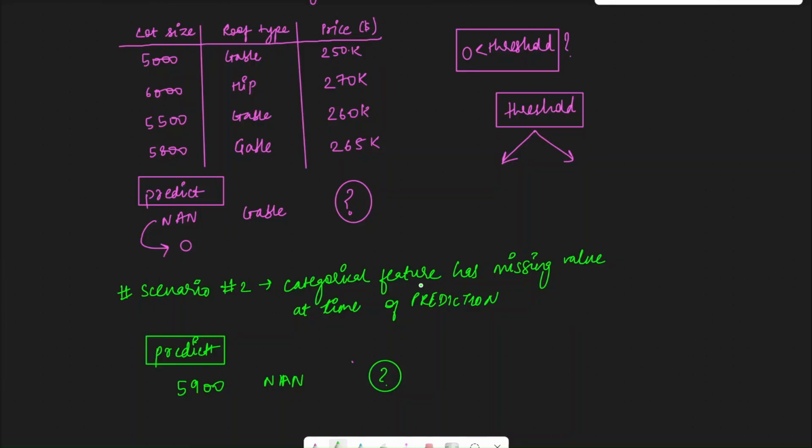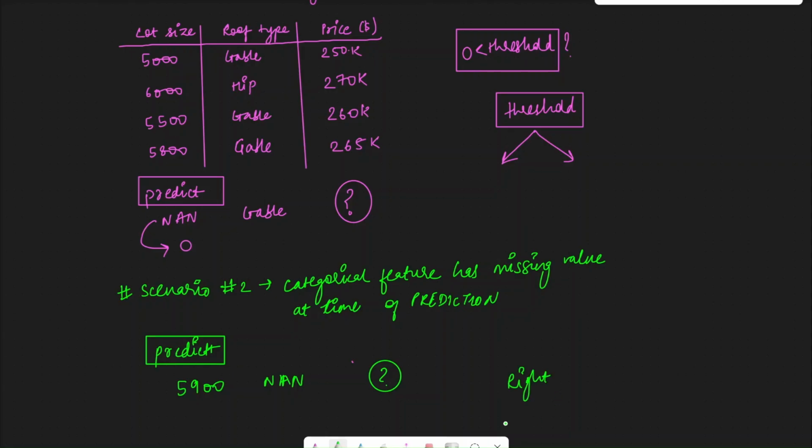So this was the first scenario. Now our second scenario is that a categorical feature has a missing value that is only found at the time of prediction. If you look here in our training data set, there are no missing values or NaN values. But when we were trying to predict, at that time our roof type, which is a categorical variable, had NaN in it. So we are encountering this NaN only at the time of prediction. We did not know about this at the time of training. In such cases, for categorical features, the missing values always go on the right side.